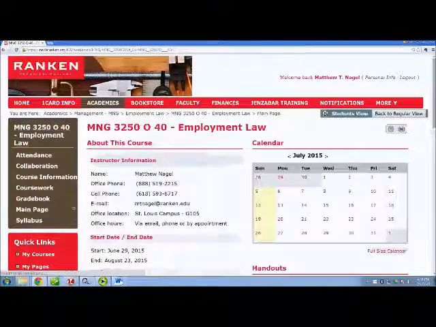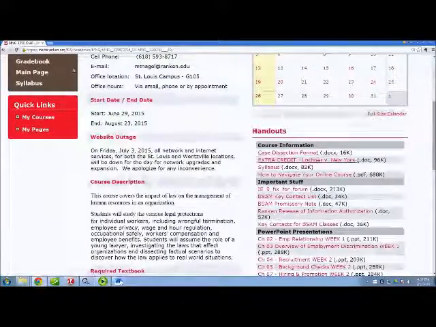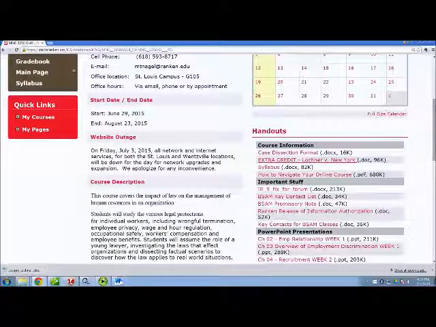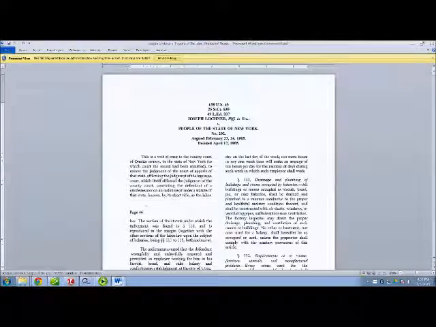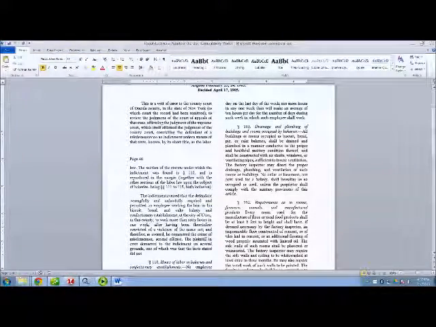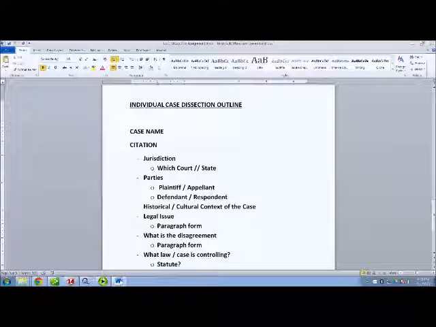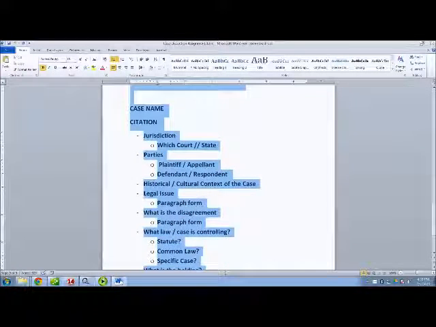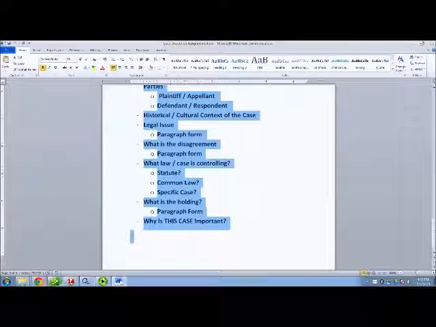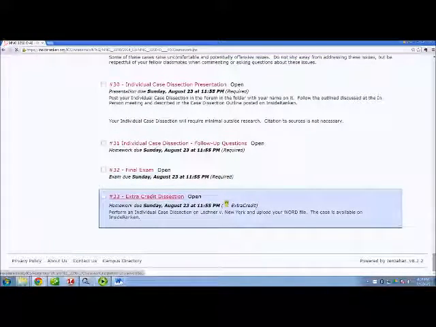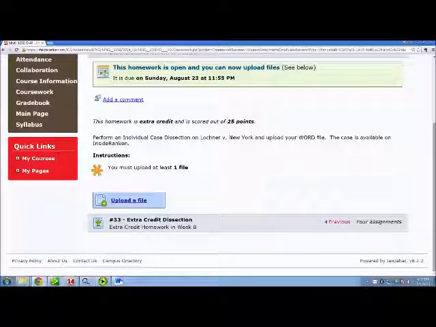On the main page, at the top right, it says extra credit, Lochner versus New York. This is another full legal case. It's going to be about bakers in New York. Read this case, do an individual case dissection in Word format, and then you're going to upload it to Coursework. So the extra credit, you aren't posting anywhere. You're actually going to upload it to the Coursework right here.